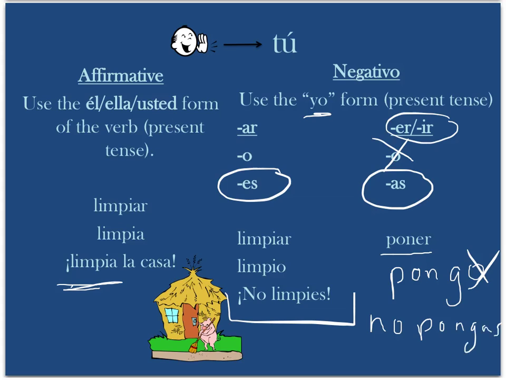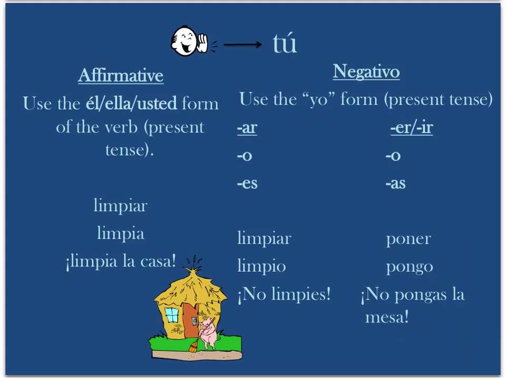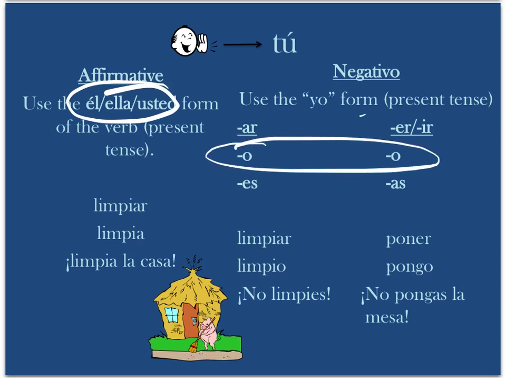Let me clean that up for you so it becomes a little easier to read. Here we go. So, no pongas la mesa. If we could wrap up the affirmative and negative tú commands: for the affirmative, you simply use the él, ella, usted form of the verb. For the negative, however, you first need to find the yo form, get rid of the O, goodbye O, and add ES for AR verbs and AS for ER and IR verbs. And this is what you end up with.